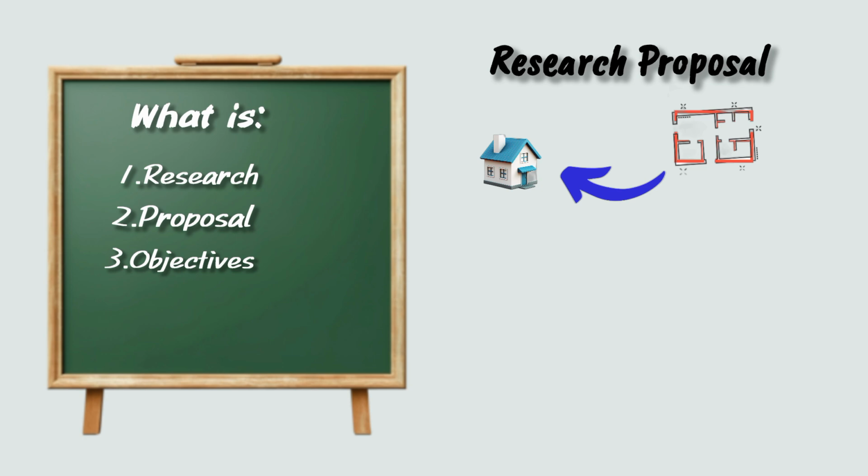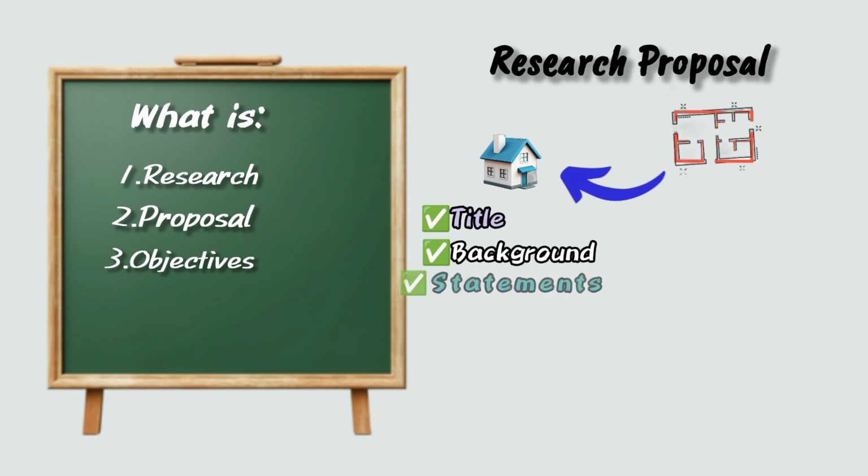So most research proposals include the following parts. It should have a title, which is the topic you want to research. It should have a background of the study, which is the introduction to the problem. It should have a statement of the problem, which is a clear explanation of the issue your research is addressing. It should have research objectives. This is what you want to achieve by doing the research.